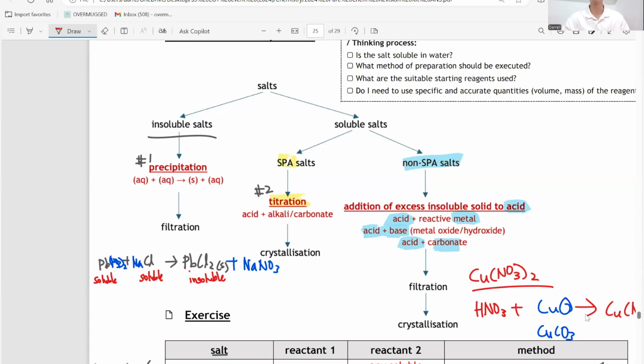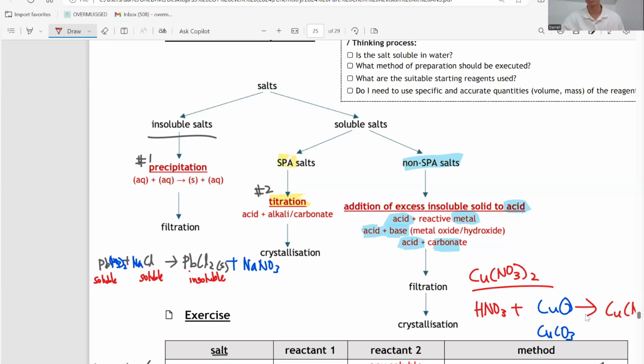So how does precipitation work? If I want to form lead chloride, I need to add in 2 things that are soluble. And out of these 2, they must contain the lead that I want, which is Pb2+, and it must contain the Cl- that I want as well. Only then I can form my lead chloride. So let's start with Pb first. I need a soluble version of lead. So what do I add in?